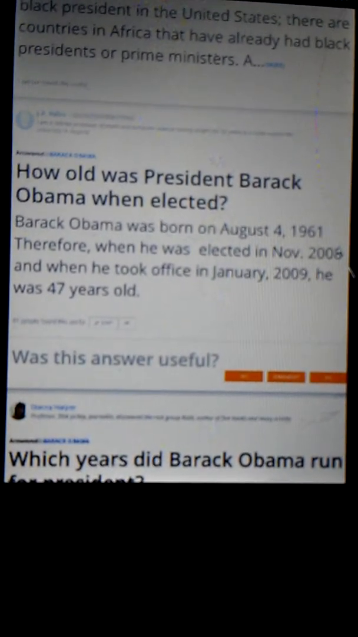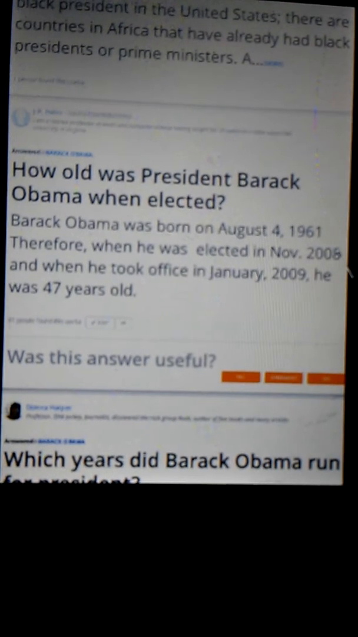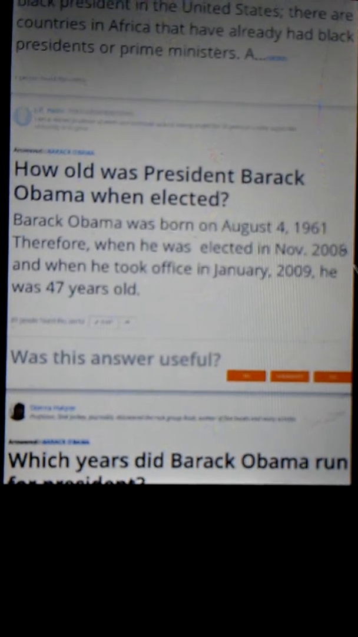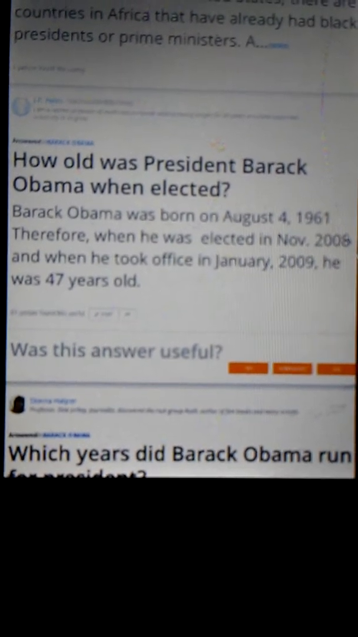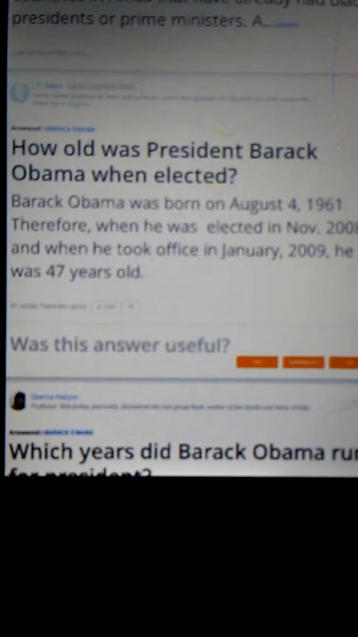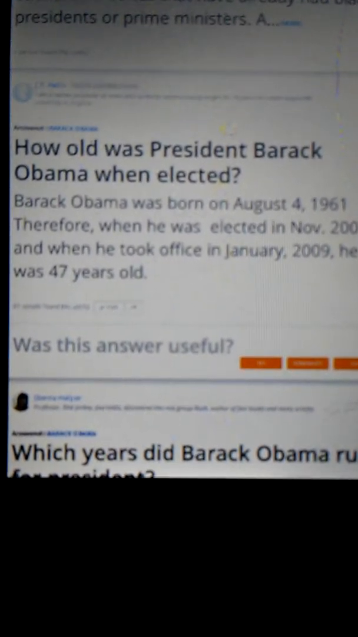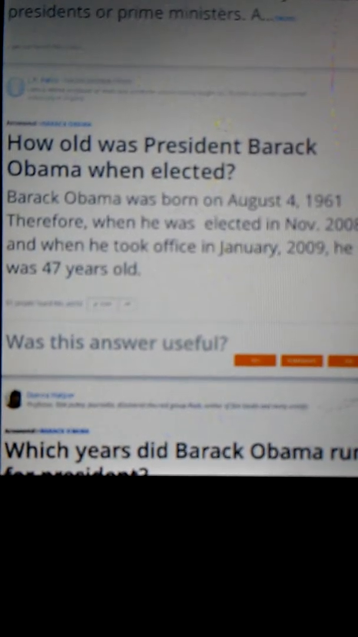How old was President Barack Obama when elected? Barack Obama was born on August 4th, 1961. Therefore, when he was elected in November 2008, and when he took office in January 2009, he was 47 years old. 47 is also the number for a beast. Another president was also 47 before. Grover Cleveland was 47 years old when he was elected.